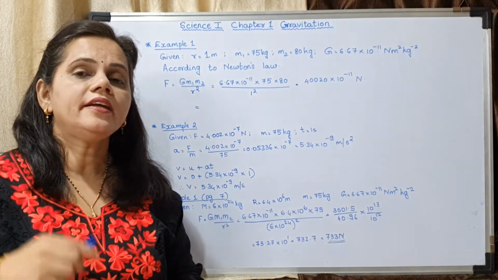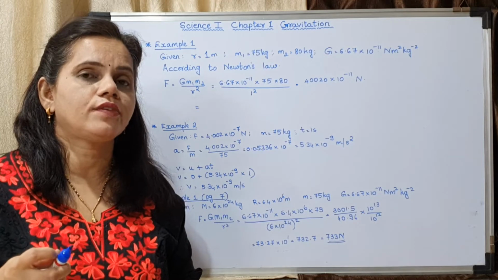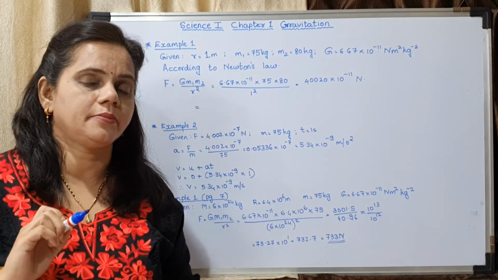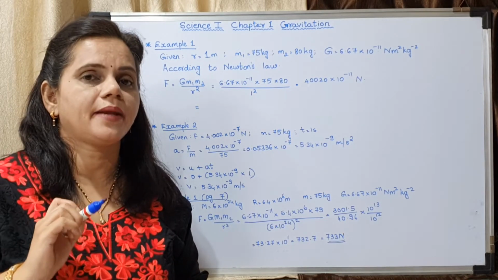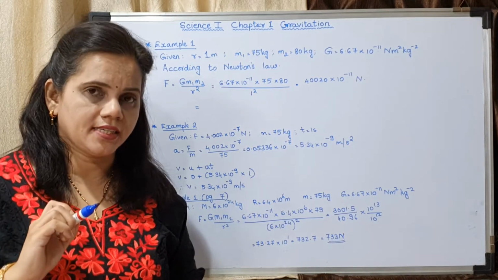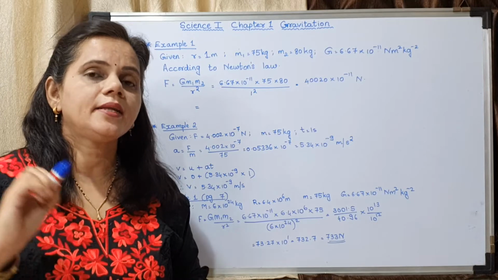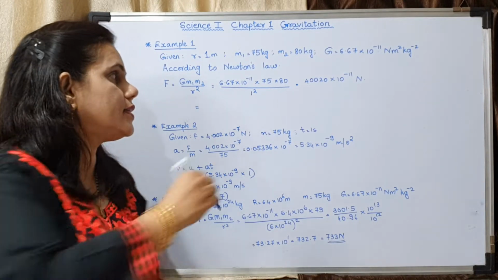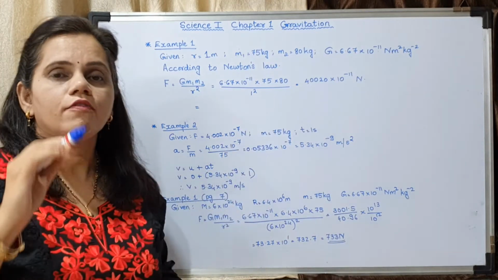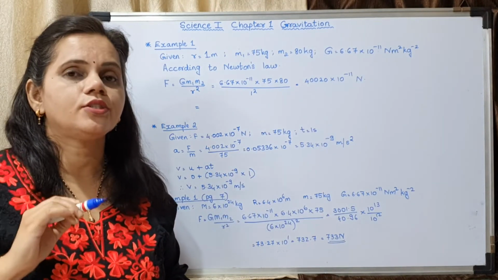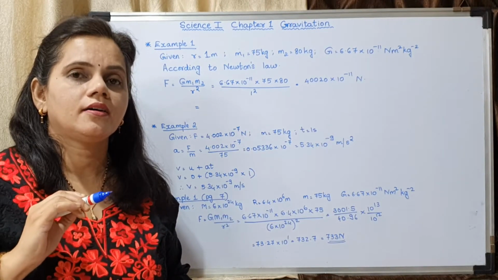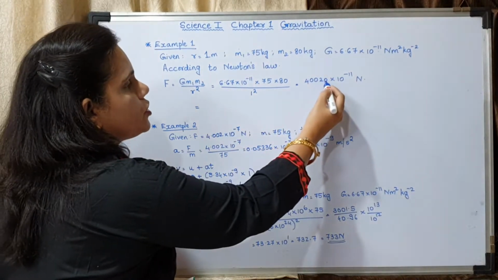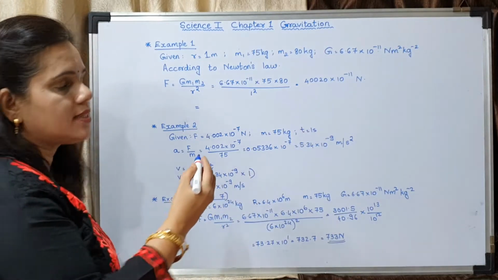Now, in physics, there is a practice of writing the answer with 1 digit before the decimal and the others in decimals. Whatever values you get, you write them in powers of 10. Understood? So you will have to convert this into a 1 digit number, and the others you put into decimals. So how to write this? This will be 40020 into 10 raised to minus 11.